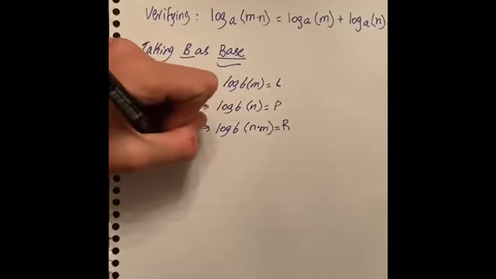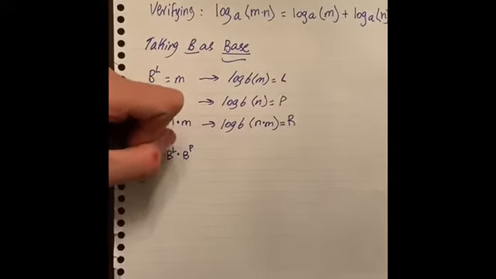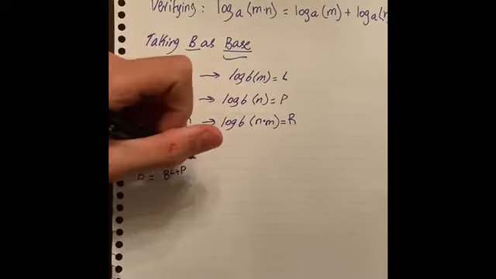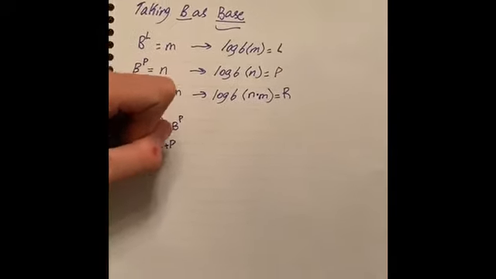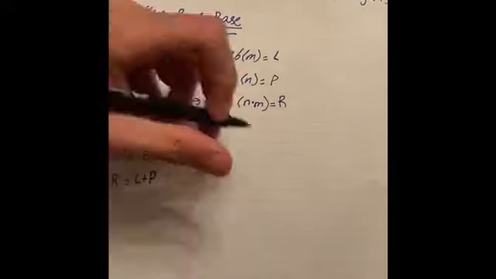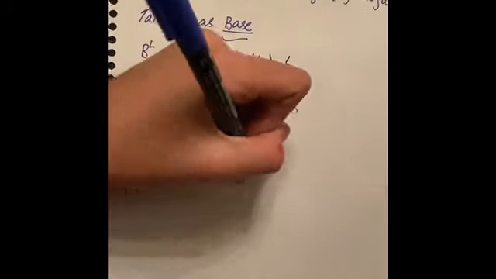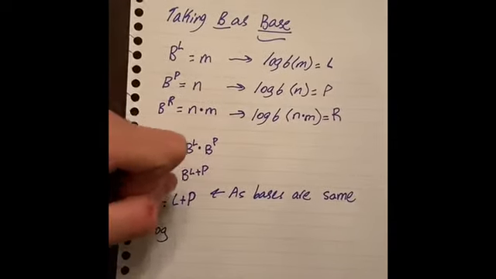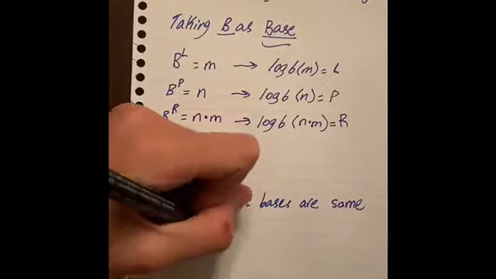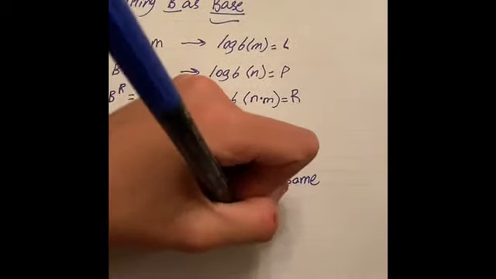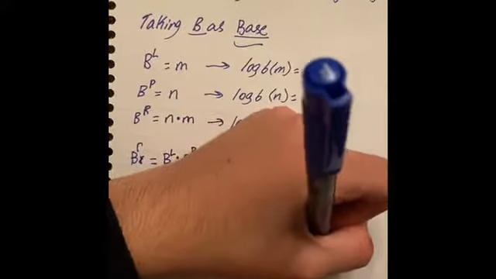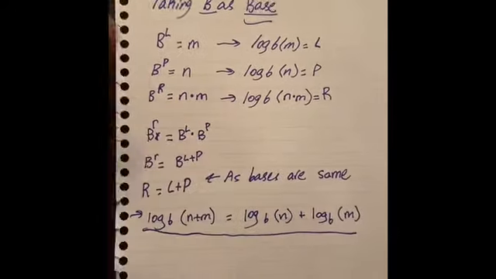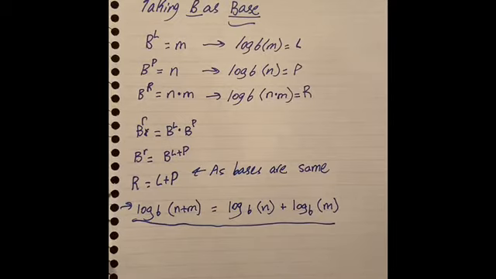And now let's write that down again in more simplified terms. Now that we have all our variables, it would be b to the power of r equals b to the power of l times b to the power of p. And then b to the power of r equals b to the power of l plus p, based on what we know on the laws of exponents. And then since the bases are the same, we will say r equals l plus p. And then of course, we're going to write it all down into the longer version. It would be log base b of n times m equals log base b of n plus log base b of m. Feel free to pause the video to take a look at the verification process of the laws of logarithms.